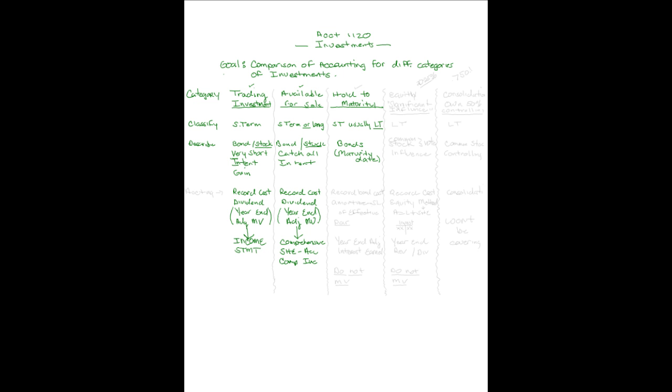Now on hold to maturity, let's look at the accounting. We record the bond at cost, and if we bought it at a premium or discount, we're going to amortize it.